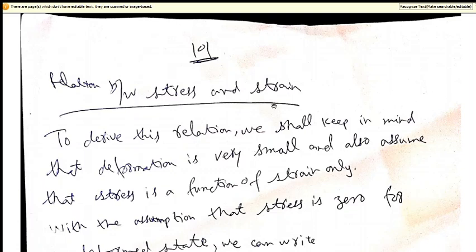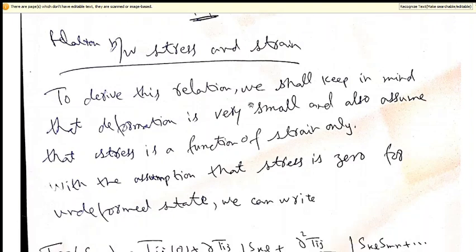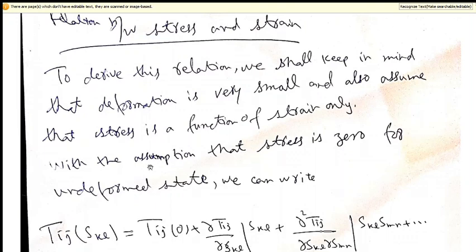Now the relation between stress and strain. To derive this relation, we shall keep in mind that deformation is very small. This supposition is from our start, that we will deal with only infinitesimal deformation, and we also assume that stress is a function of strain only. And we know that when there is no strain, in the undeformed state, it means that there is no stress.